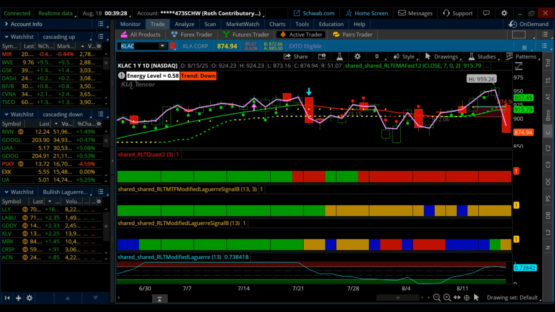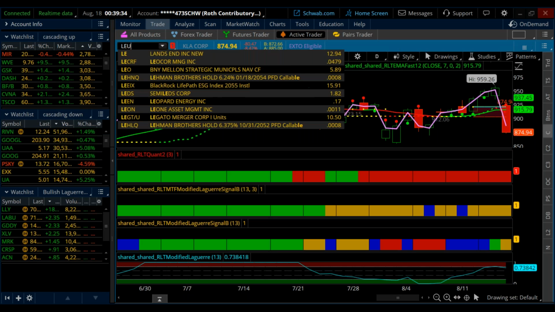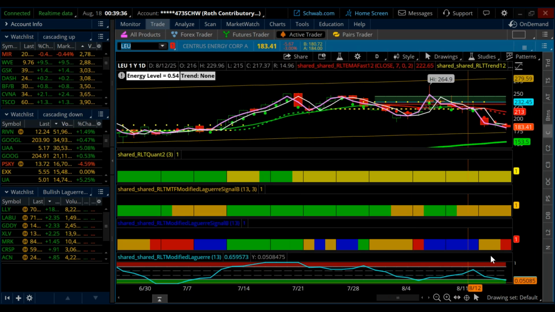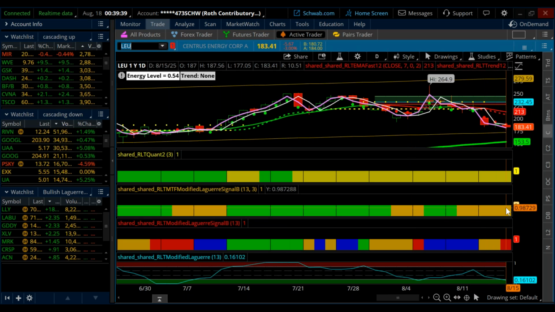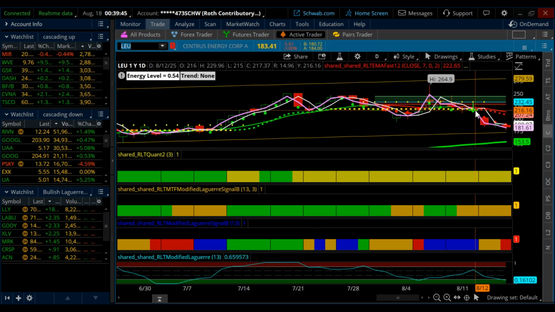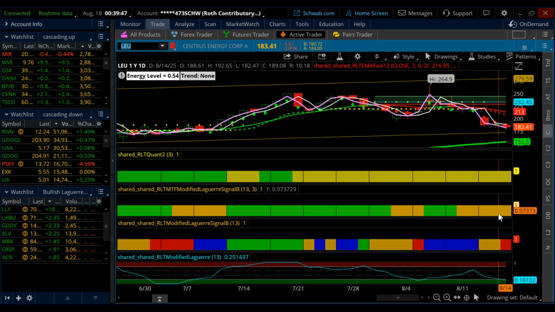And I think LEU was one perhaps. Yeah, LEU was one I like short. So here's LEU. We've got bearish multi-time frame, bearish current time frame, right? And also bearish on the long-term trend, and it's breaking down. So this is a potential short right here for LEU, right?